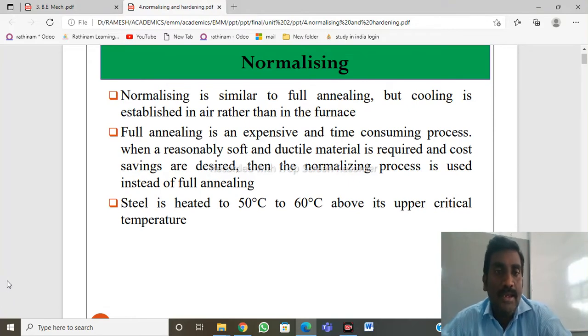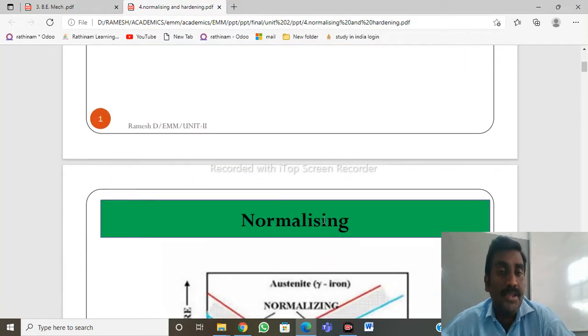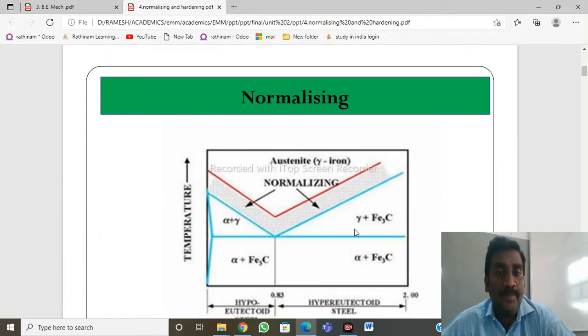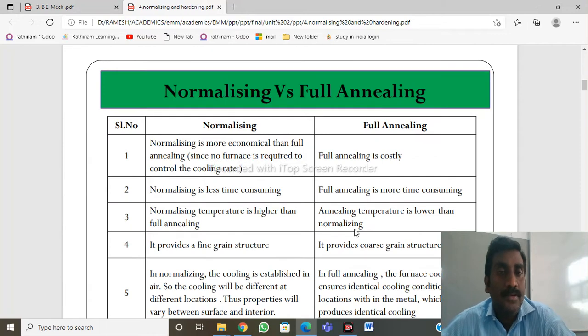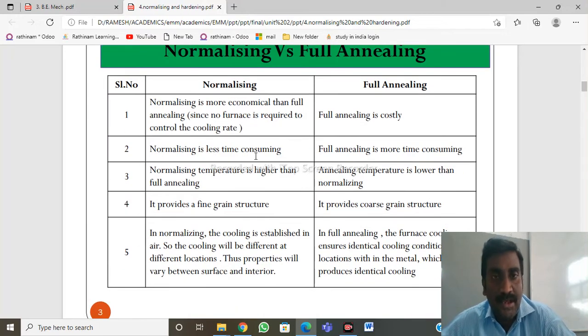Full annealing is an expensive and time-consuming process. Where a reasonably soft and ductile material is required and cost savings are desired, the normalizing process is used instead of full annealing. Steel is heated to 50 to 60 degrees above its upper critical temperature, and the normalizing process takes place. So, what is the difference between normalizing and full annealing?